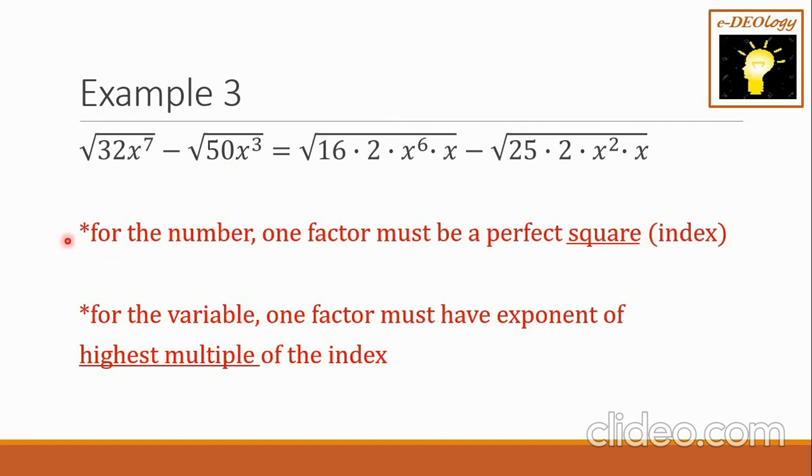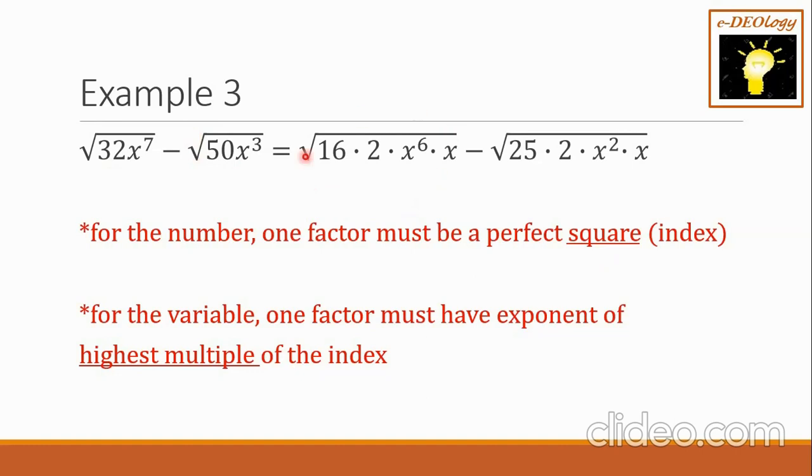So we will be guided by this principle. For the number, one factor must be a perfect square. Since our index here is 2, we're looking for a factor that is a perfect square. It means, in other problems, if your index is a cube root, you must look for a perfect cube factor.